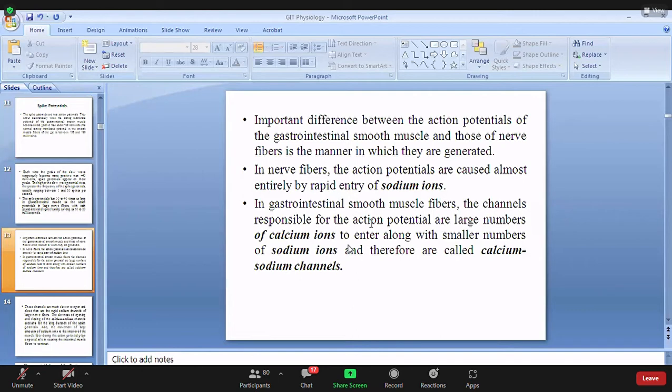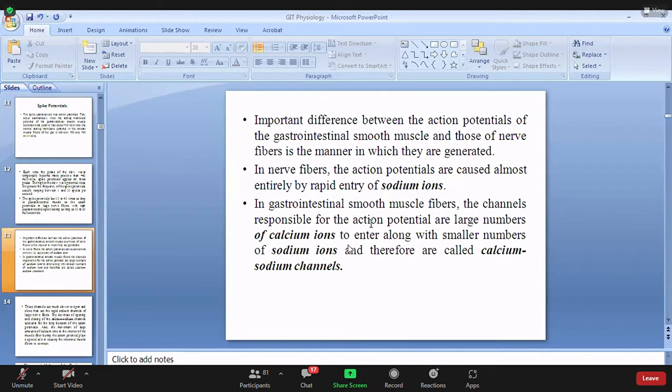What is the resting membrane potential of the nerve fiber? Minus 90 millivolt. Okay. And the depolarization in the case of nerve fiber occurs due to what? Which ion contributes to the depolarization in the large nerve fiber? Sodium ion, by the rapid entry of sodium ions. You have to mention like this, that entry or influx of sodium ion is responsible for the nerve fiber to produce action potential.